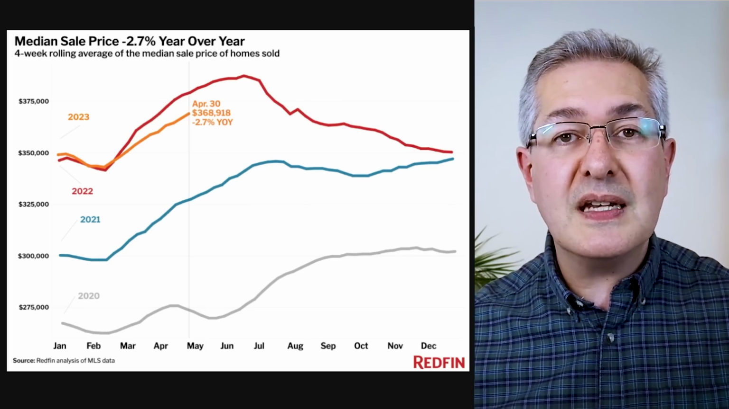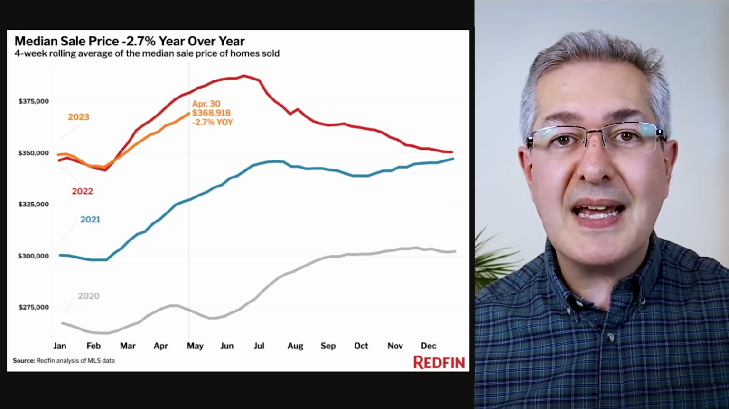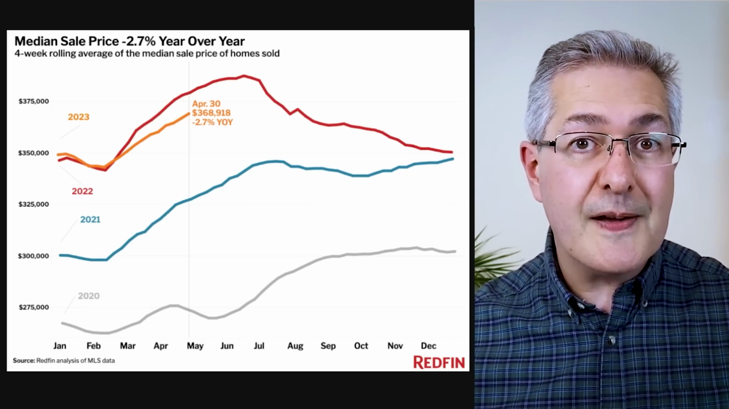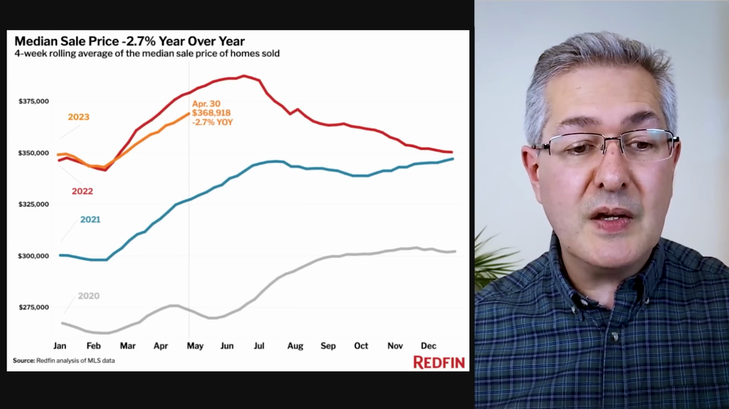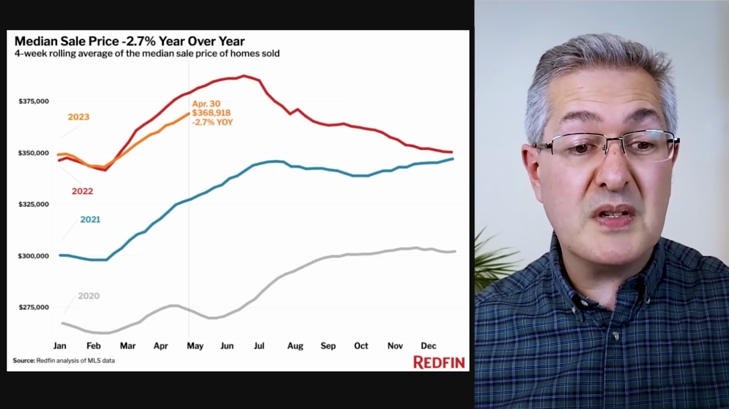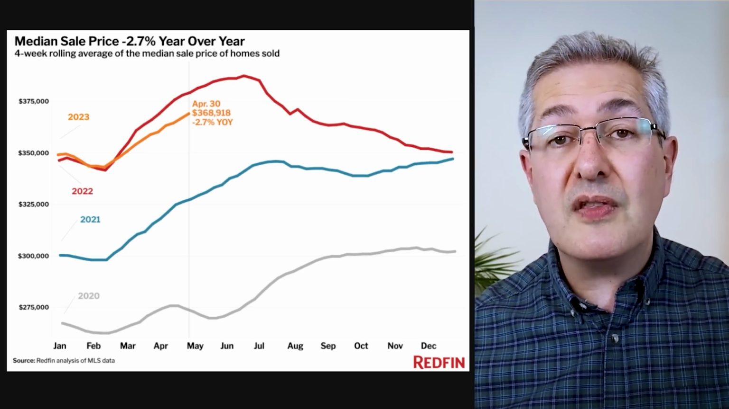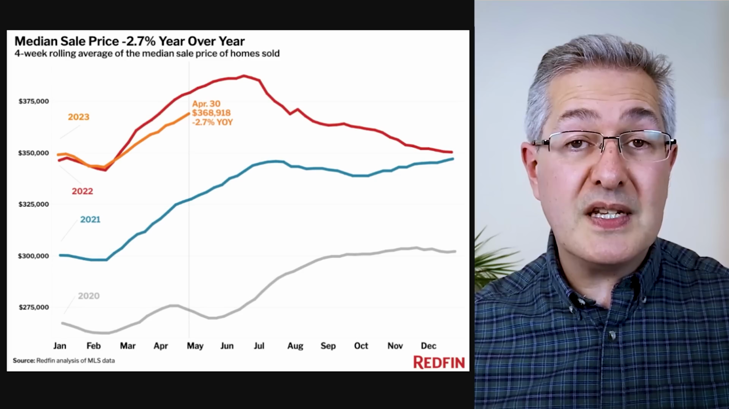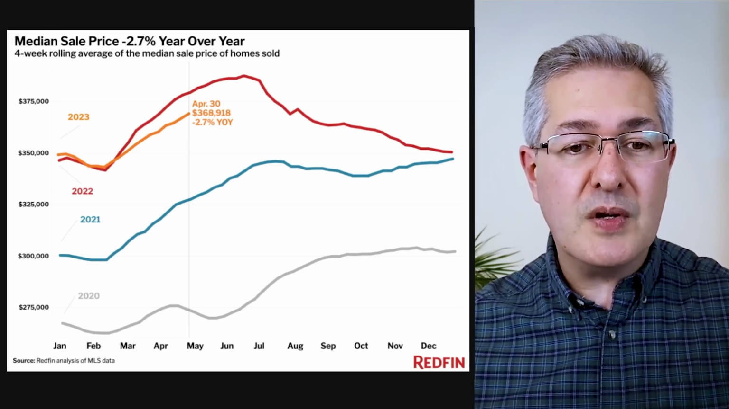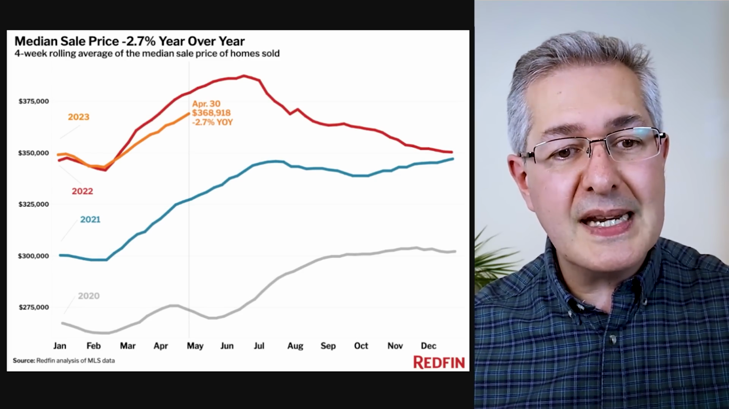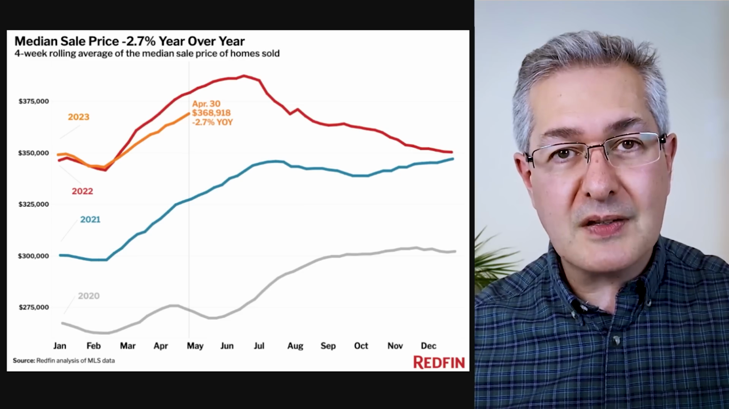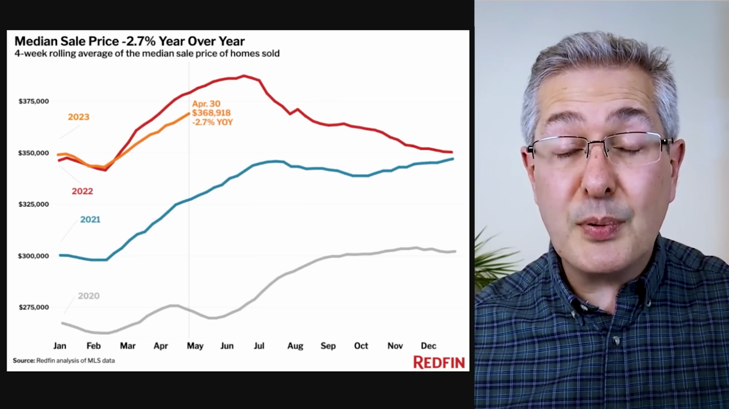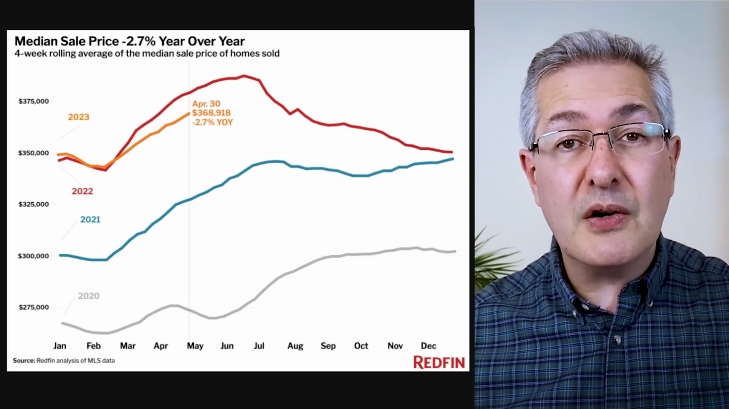Beside me here, you can see the average house price broken down month by month for each year. So in 2020, you can see the average house prices were around $275,000 to $300,000. And in 2021, we take a big step upwards. Whereas in 2023, we're actually below where we were last year. So currently in April, we're looking at a 3% year-on-year fall.